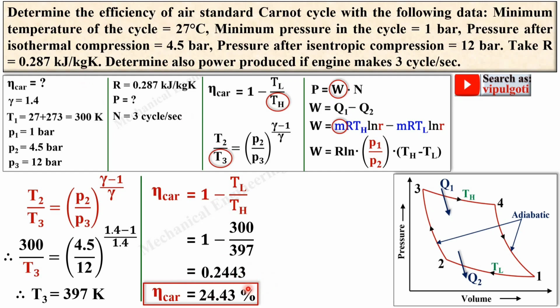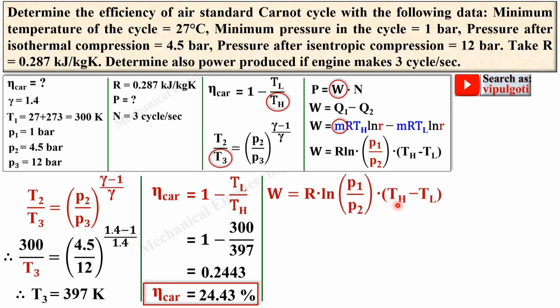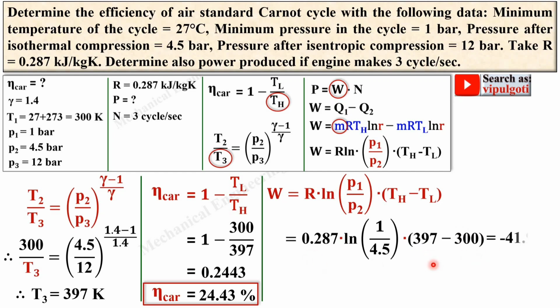Determine the efficiency. Now the question is about the power. So already we have discussed, I am going to use this equation W. So put the value. So R is given to you as 0.287 ln. P1 is given to you as 1 bar. P2 is 4.5 bar. TH already we got 397. TL is the low temperature, that is T1. Simplify it so that you will get minus 41.9 kilojoule.